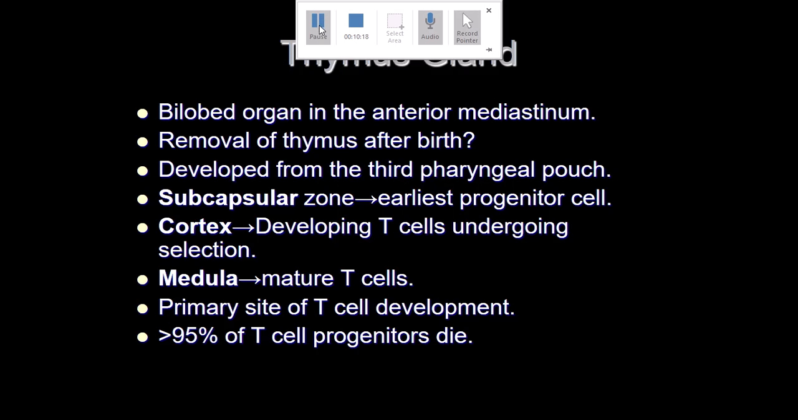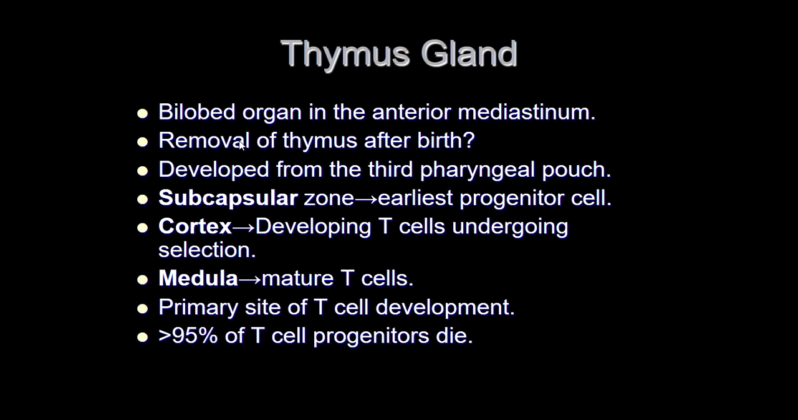So we'll get back to the primary lymphoid organs, the bone marrow and the thymus gland. The thymus gland, the second primary lymphoid organ, is a bilobed organ, which means it has two lobes by default. It usually is located in the anterior mediastinum. This is where the heart usually is located, the anterior part of the chest.